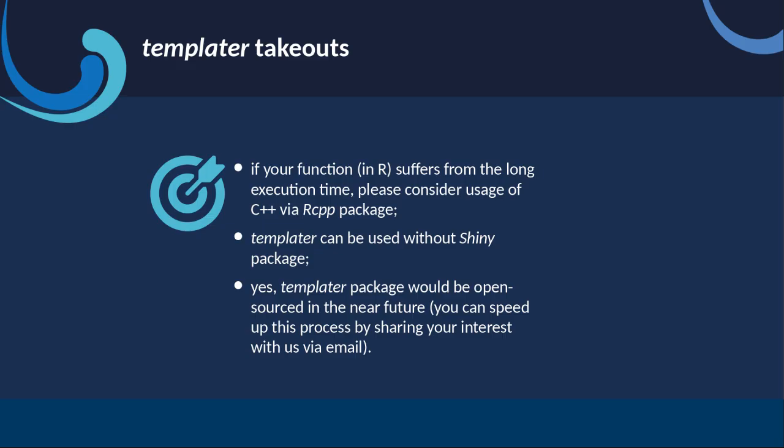In summary, just three ideas. If you are not satisfied with the execution time of your R function, please consider a C++ version to speed it up. Templater doesn't need the Shiny package. It can be used as a normal R package. Nevertheless, currently we use it to generate HTML mainly. To be able to process plain texts smoothly, additional development steps are needed. Yes, the Templater package will be open sourced in the near future. You can speed up this process by sharing your interest with us via email.